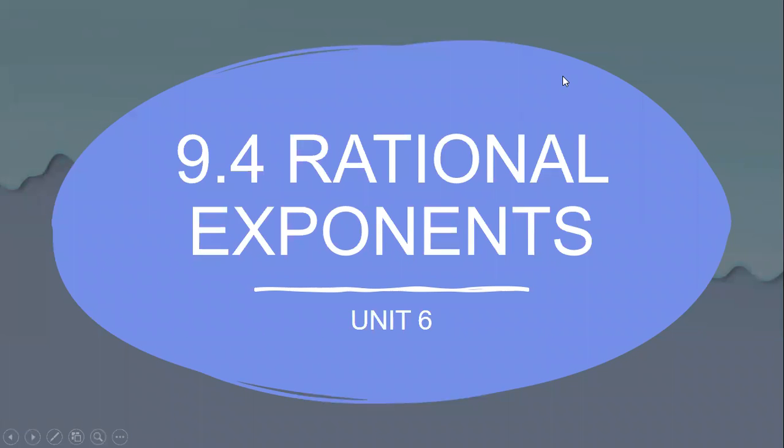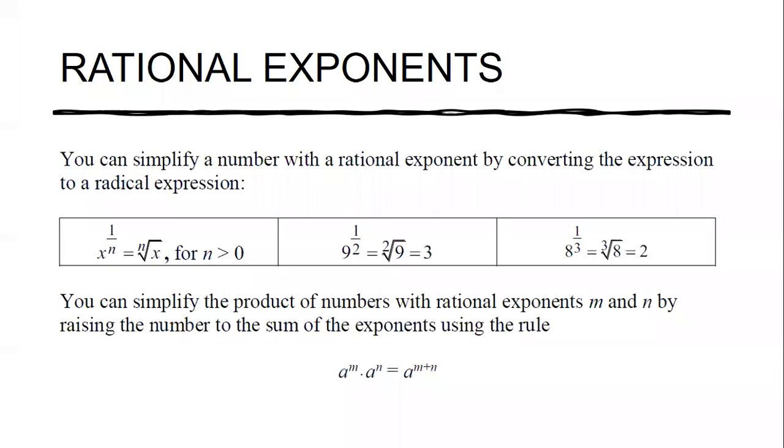All right, 9.4 rational exponents. Unit 6 is what we're in. So rational exponents, to begin with. You can simplify a number with a rational exponent by converting the expression to a radical expression.